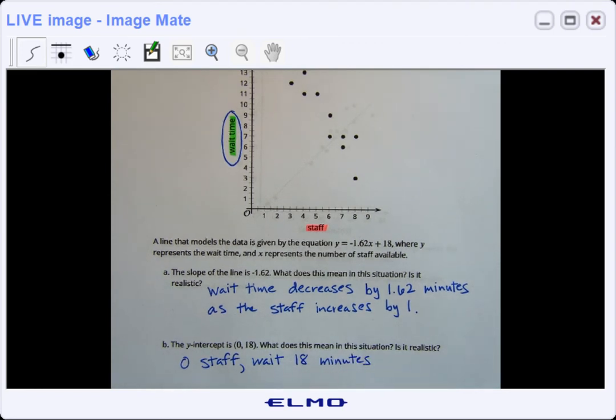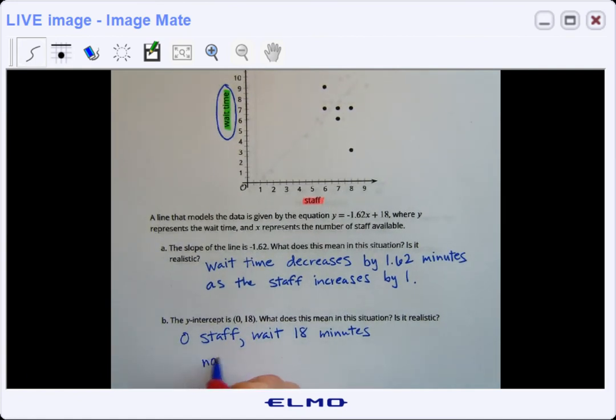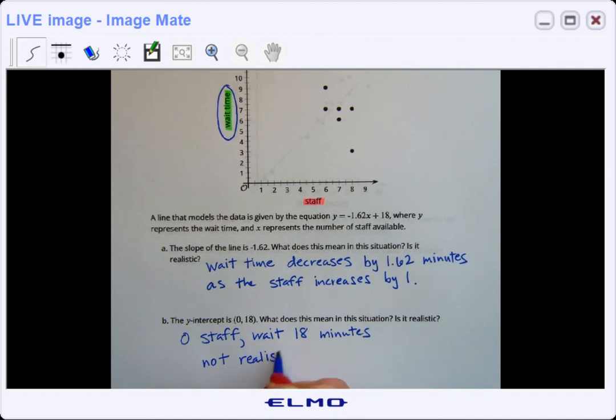Now, is that realistic? I would say not realistic, because if there wasn't any staff, wouldn't you actually have to wait forever? I mean, if there's nobody there to help you, there wouldn't really be a limit on how long you'd have to wait. So I would say it's not realistic in this situation.